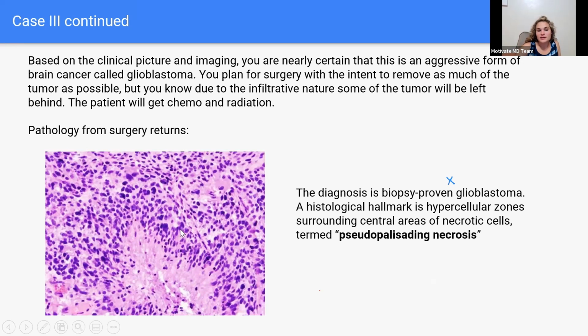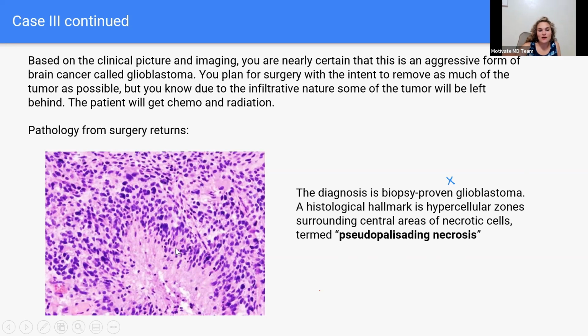So we had homer-wright rosettes for medulloblastoma. We had the Rosenthal fibers for pilocytic astrocytoma, and both of those were childhood brain tumors. The hallmark for glioblastoma is pseudopalisading necrosis, these areas of pseudopalisading necrosis. It's just a fancy term. Essentially what it means is these hypercellular zones.